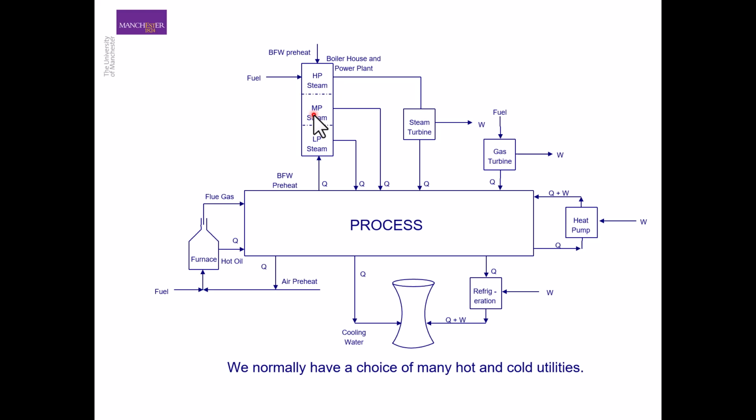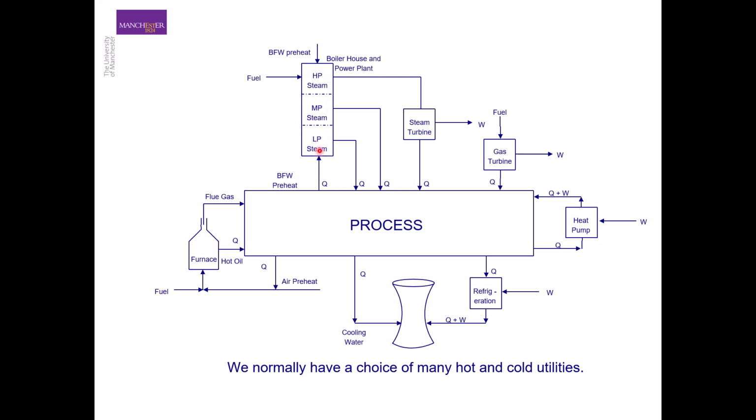The most common type of utility that we can provide to our chemical process is in the form of steam that we can provide at different temperatures, and the temperature of this steam actually depends on its pressure. So high pressure steam would be hotter than the medium pressure steam, and medium pressure steam would be hotter than the low pressure steam.